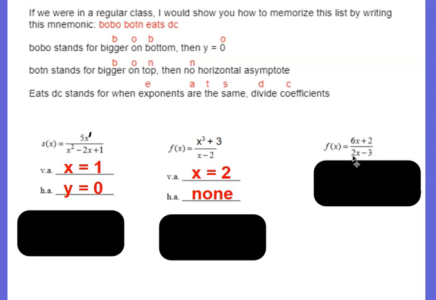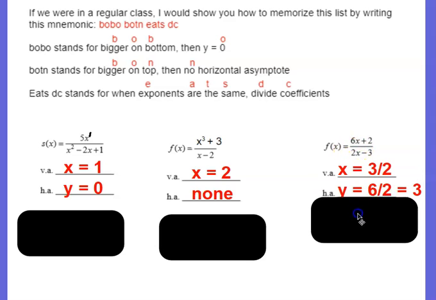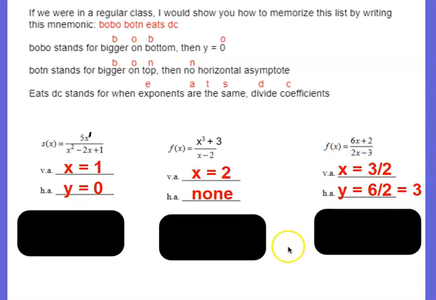And then my vertical asymptote, I would set the denominator equal to 0. I would have to add 3 and divide by 2. And I would get x equals 3 halves for my vertical asymptote. So that is how you find both horizontal and vertical asymptotes.